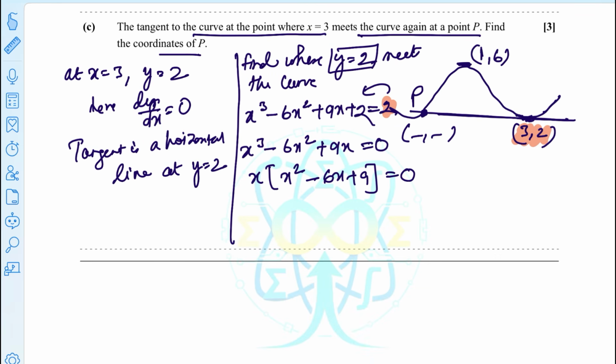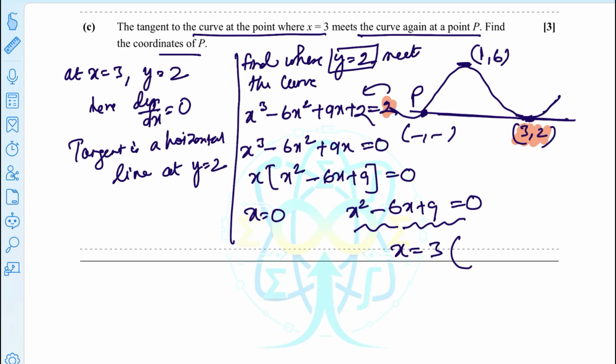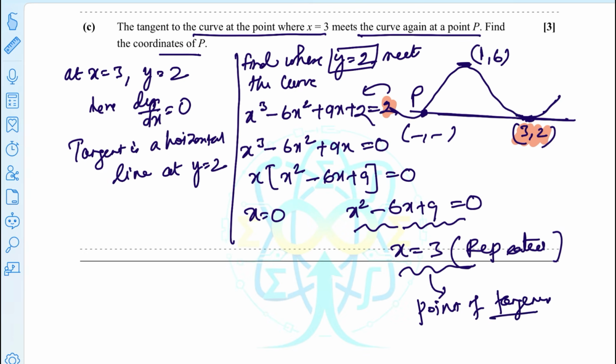Two factors we got: x equals 0, and x squared minus 6x plus 9 equals 0. If you check with the calculator, you will get x equals 3. Both values are 3, which is a repeated root. Remember, whenever we have a repeated root, that is the point of tangency.